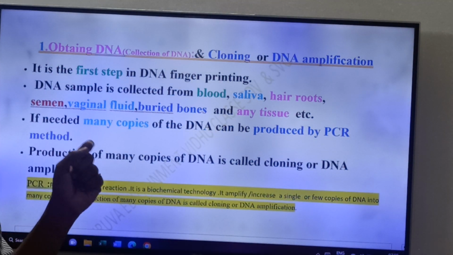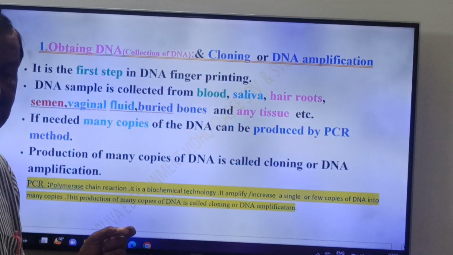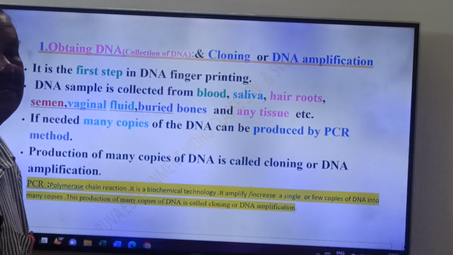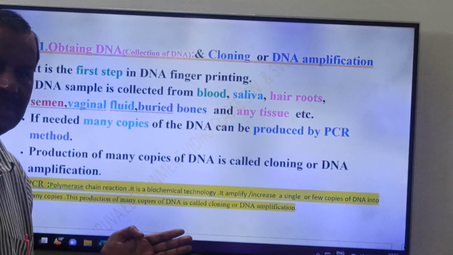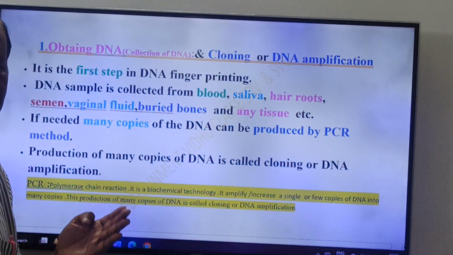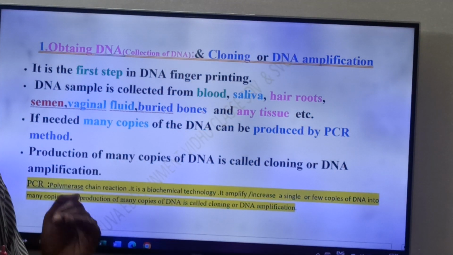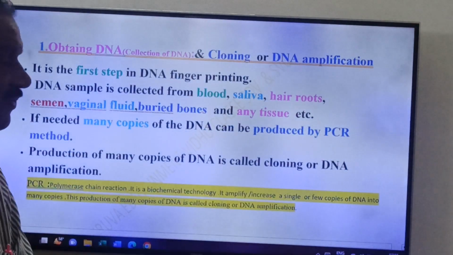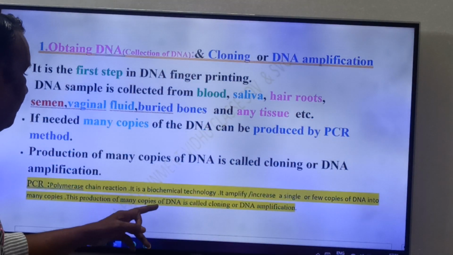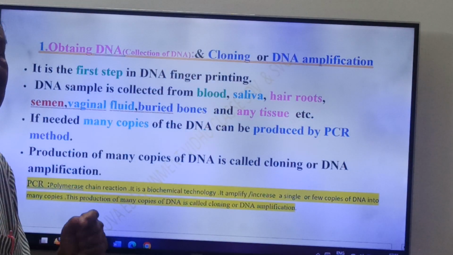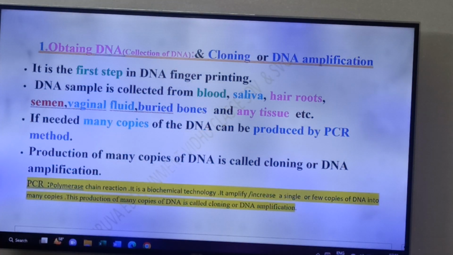So, PCR is the biochemical reaction in which a single or few copies of DNA is converted into what, friends? Many copies of DNA, some million copies of DNA. This production of many copies of DNA is called cloning or DNA amplification. See, friends, don't write this yellowish one in your notes.